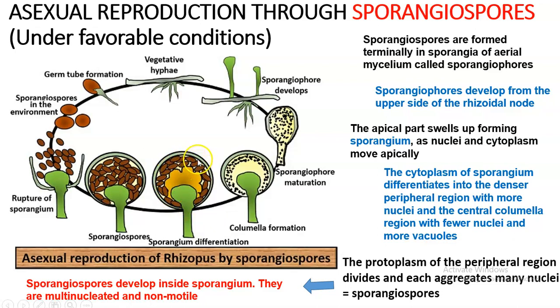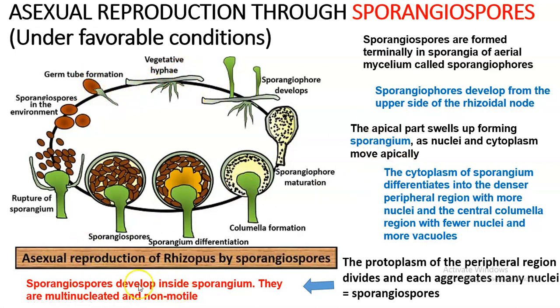Now they will be developing a wall around itself, so that will be forming sporangiospores. Okay, now the spores will be maturing within this particular sporangium. When the maturity period arises, this sporangial wall will be bursting, and sporangiospores will be released into the environment. That will be forming a germ tube, which will finally be forming the vegetative hyphae. So I hope everything is clear.